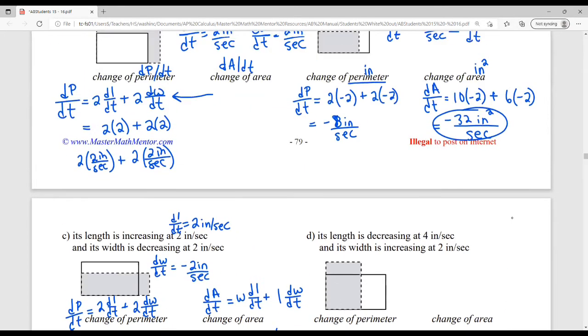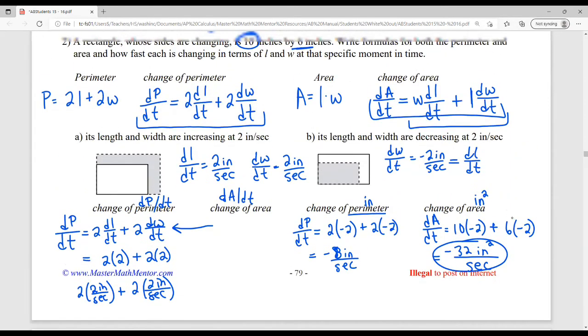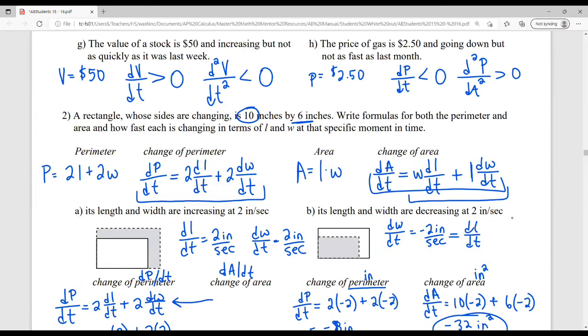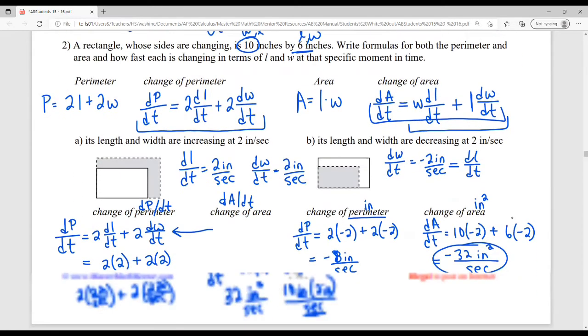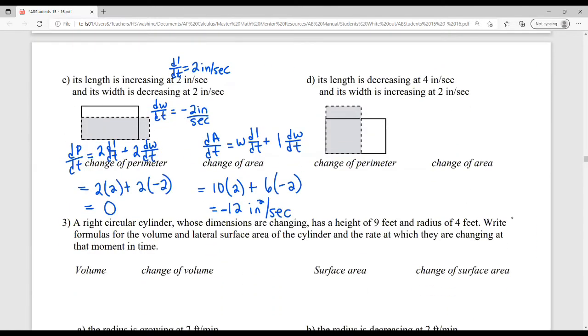If you go back and read the problem, it's not clear which one is the length and which one is the width. It says its sides are 10 inches by 6 inches. And I started with this being the width and this being the length. It's very likely that this could have been the length and this could have been the width. And then that would have changed our answer only on this very last problem. It would have been negative 12 instead of positive 12.